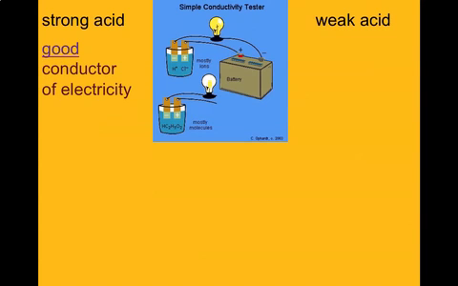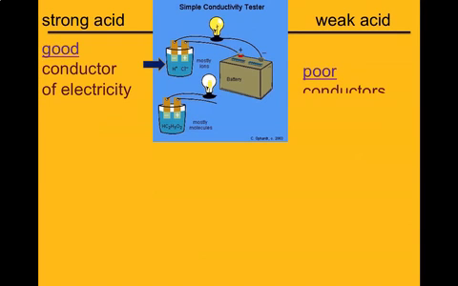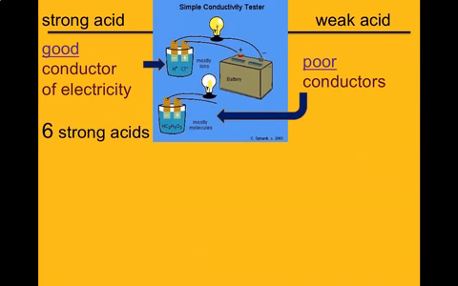So a couple of other properties that vary between strong and weak acids. Strong acid is going to end up being a good conductor of electricity because it's dissociated so much. Weak acid will still conduct, but they'll probably be poor conductors because they don't dissociate into ions very much, and ions is what allows the electricity to flow.